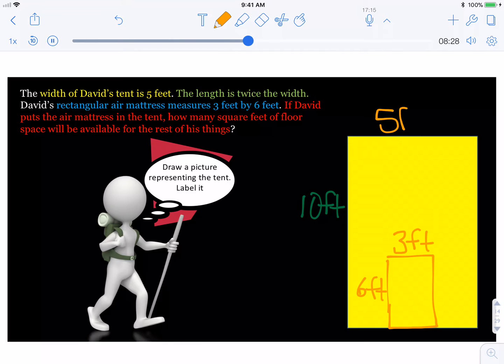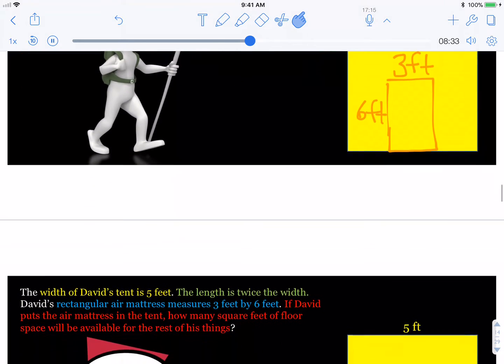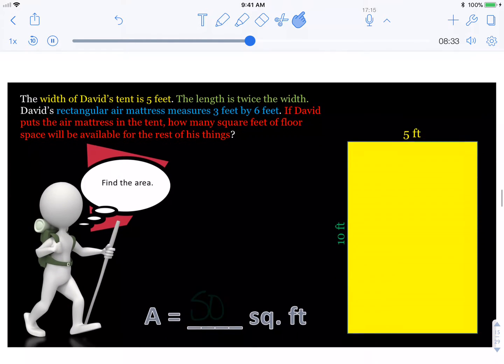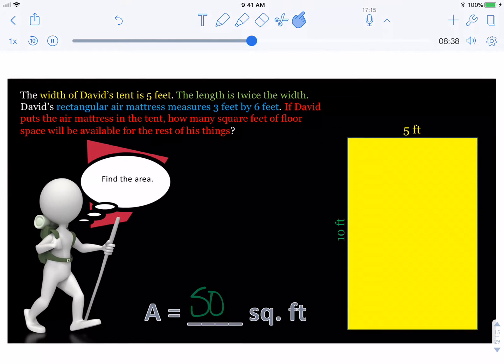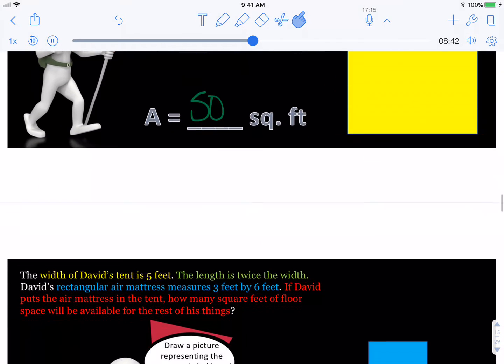What would the area be? I would do 10 times 5, which would be 50. 50 square feet. Now, we know that the rectangular air mattress measures 3 feet by 6 feet.